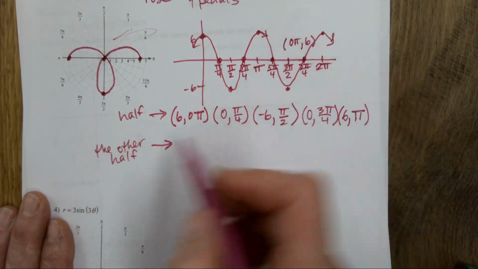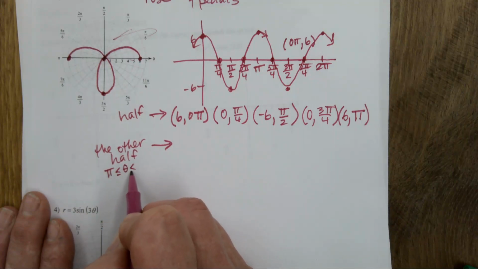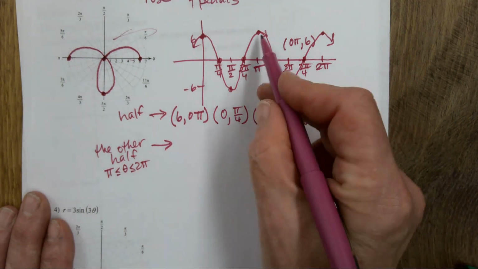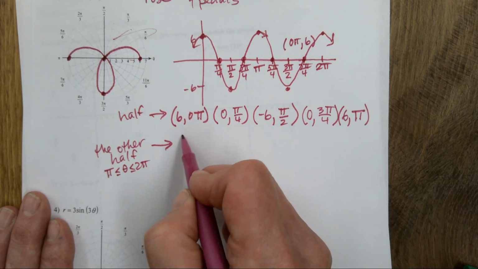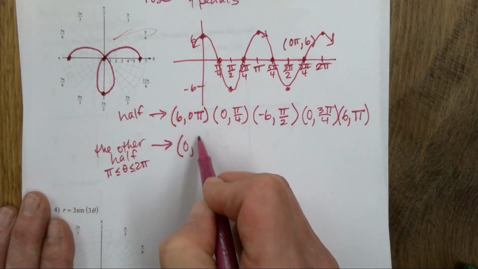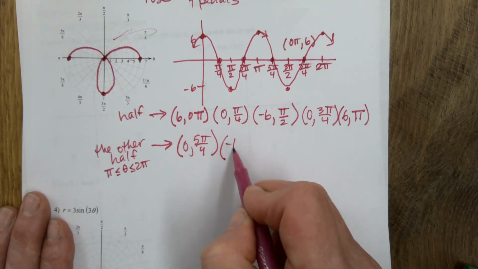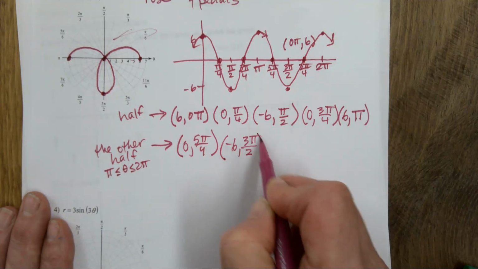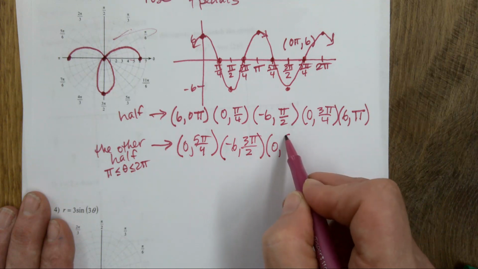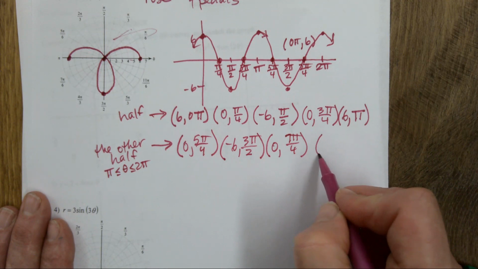And that is from between pi and 2 pi. Okay, so we already got the 6, pi down there, so we're going to go to our next one. It's going to go back through the origin again. It is 0, 5 pi over 4, followed by -6, 3 pi over 2. Just reading my graph, followed by 0, 7 pi over 4, followed by 6, 2 pi.